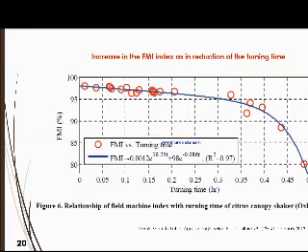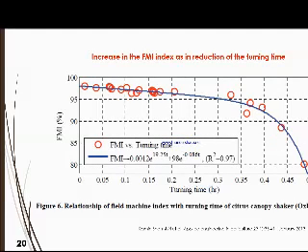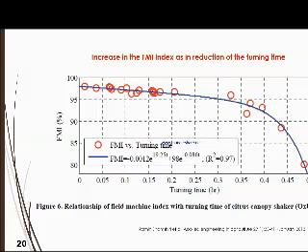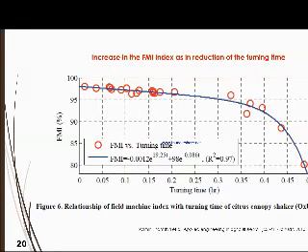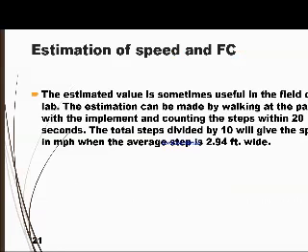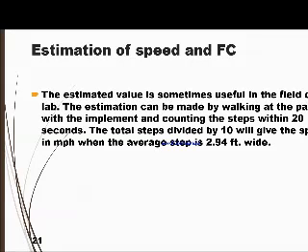Alright, if you plot the turning time, in this example, it shows the FMI will increase as the turning time is reduced, meaning that if you have less time during the turning, your machine is actually quite efficient in doing the harvesting operation. The estimation of the speed and FC.